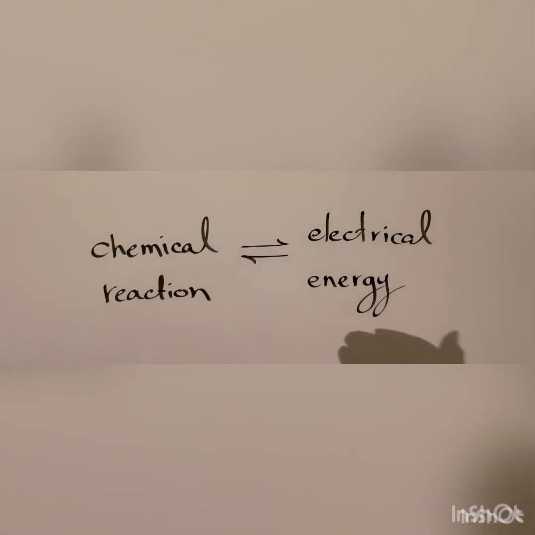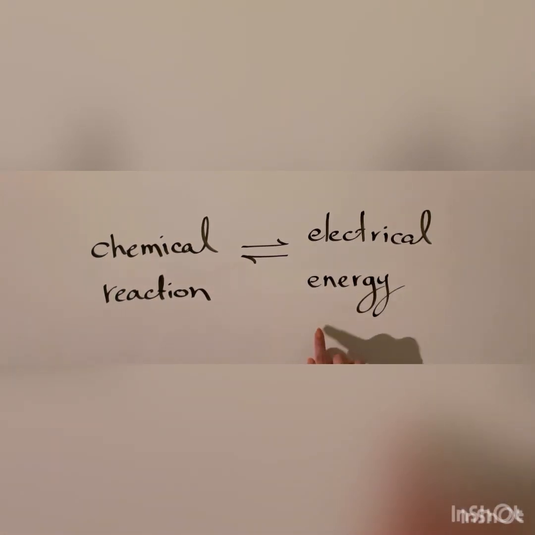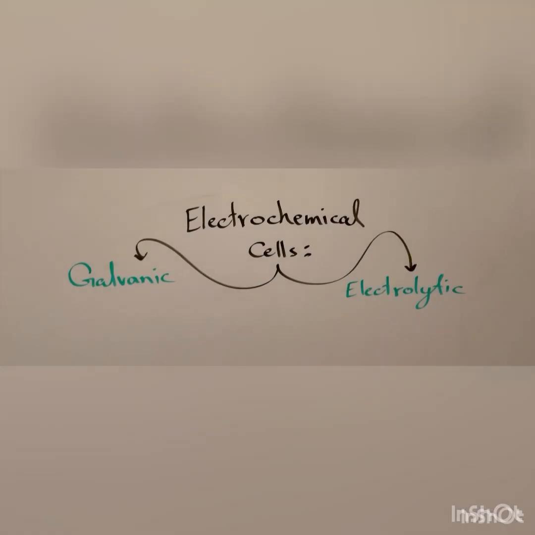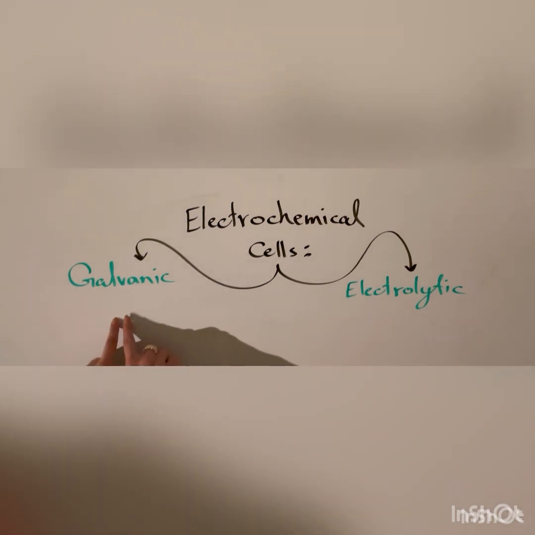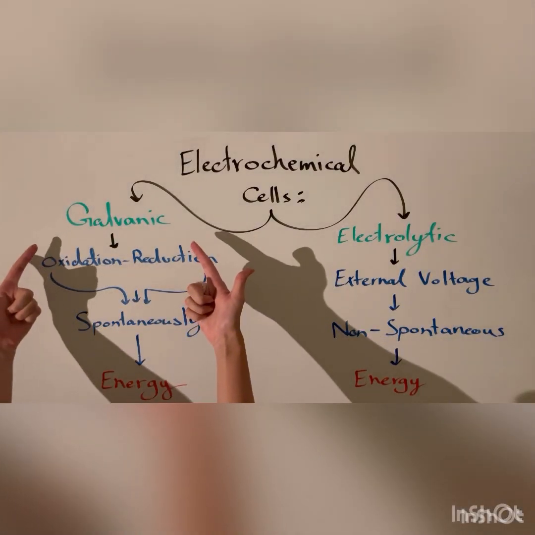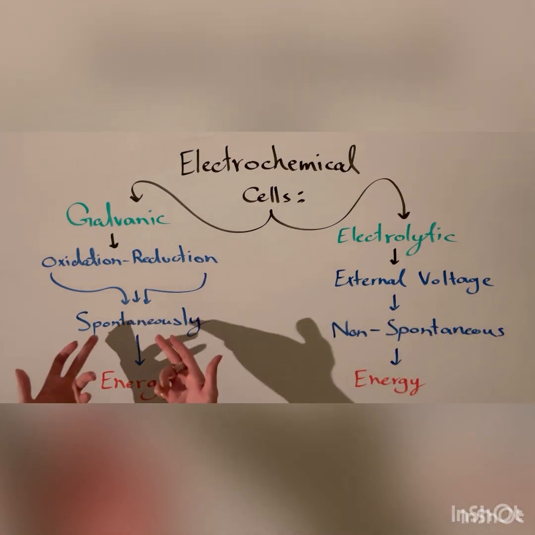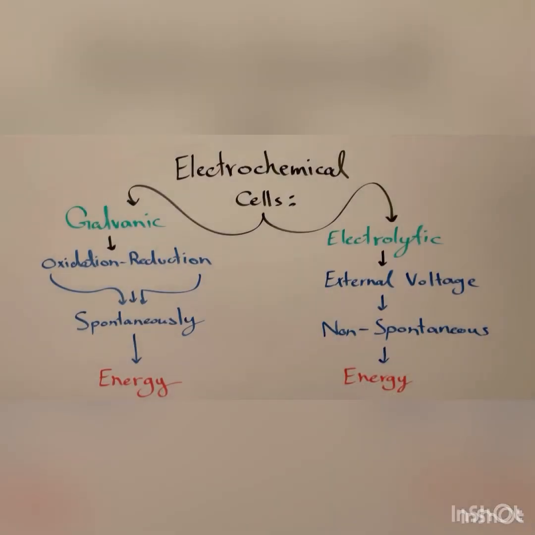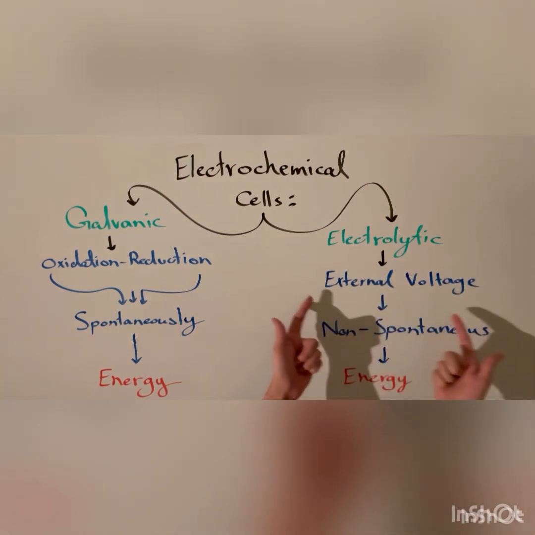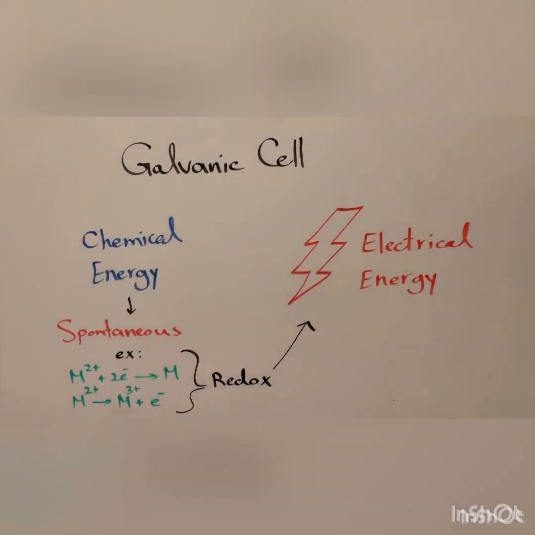An electrochemical cell is a device that produces electrical energy from a chemical reaction, or uses electrical energy to force a chemical reaction to happen. Types of electrochemical cells: galvanic cells and electrolytic cells. Galvanic cells are electrochemical cells in which oxidation-reduction reactions occur spontaneously to produce energy, while in electrolytic cells, an external voltage is applied to drive a non-spontaneous reaction. So we're going to focus on galvanic or voltaic cells.